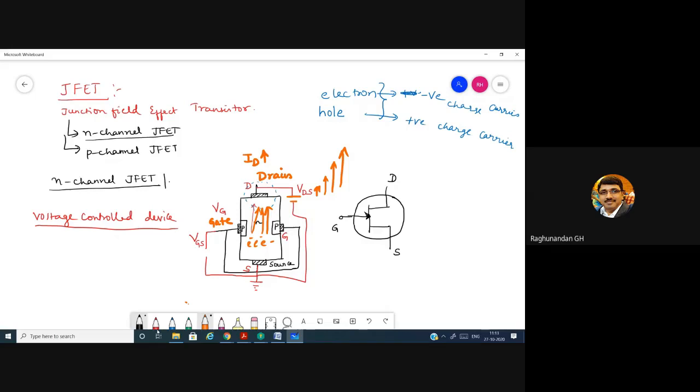You may ask, when the battery is there, why do you want to control? I want another control here. I want to limit it. I want to adjust it based upon my requirement. So now the question of the gate will come into the picture. Now I need to apply the voltage across the gate.